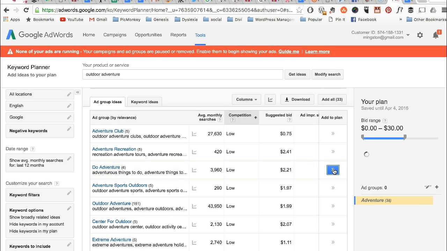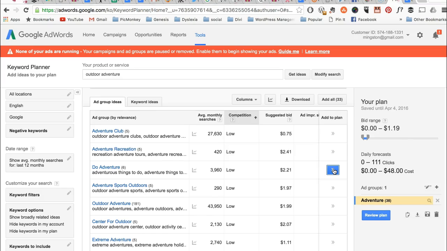Now, like I said, this is kind of tricky because Google thinks we want to run an ad, but we're not. We're just trying to grab some keywords here. So what I do is I go in here and say copy to clipboard.